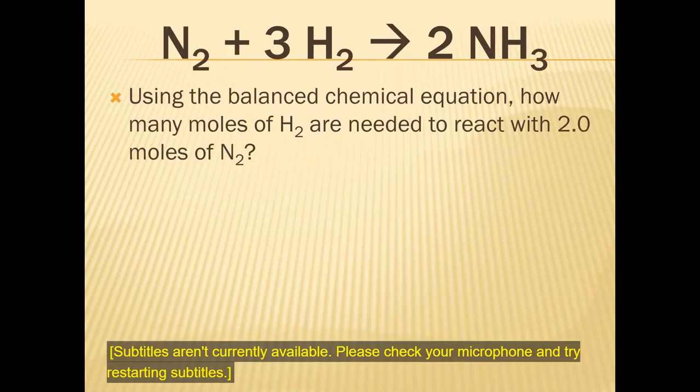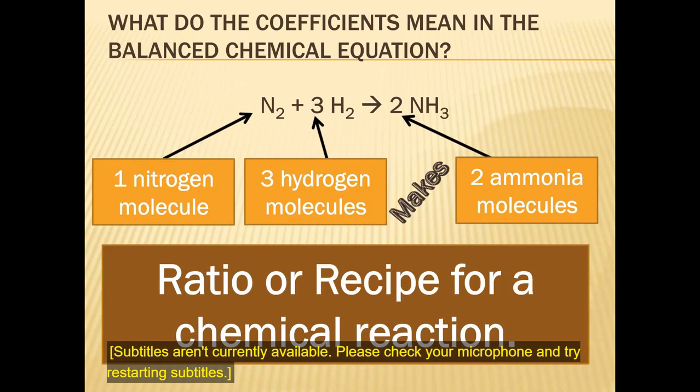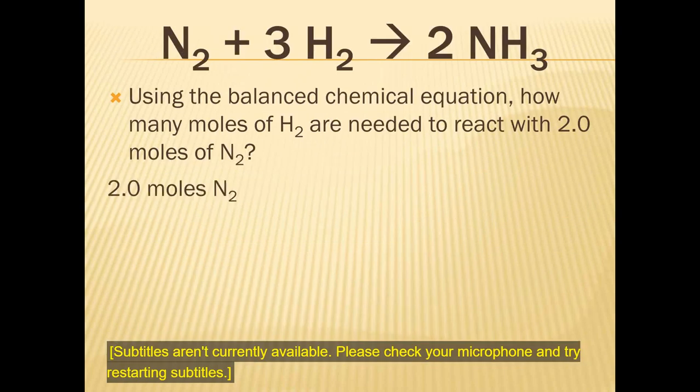Okay, so using this balanced chemical equation, how many moles of hydrogen are needed to react with 2 moles of nitrogen? Well, my ratio is 1 to 3. So if I have 2 moles of nitrogen, what am I going to need? I have 2 moles here. How many of these am I going to need? 2 moles, yep. And if I didn't know, I could set up my factor label here.